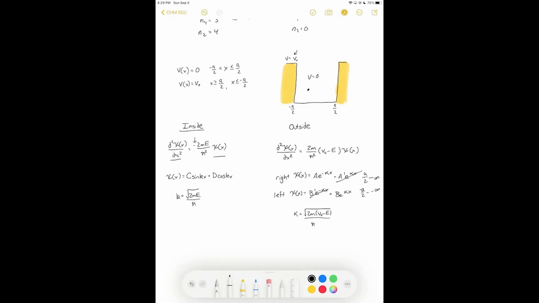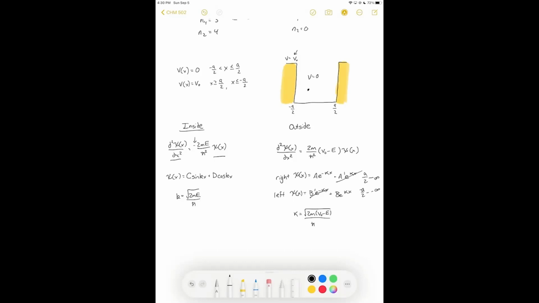To finish solving the problem, what we have to do is apply the boundary conditions. And the boundary conditions are the same, that our wave function is continuous at the boundaries of the box. Now, this is where it gets a little bit strange: in order to make the wave functions continuous at the boundaries of the box, we actually don't set them equal to 0.